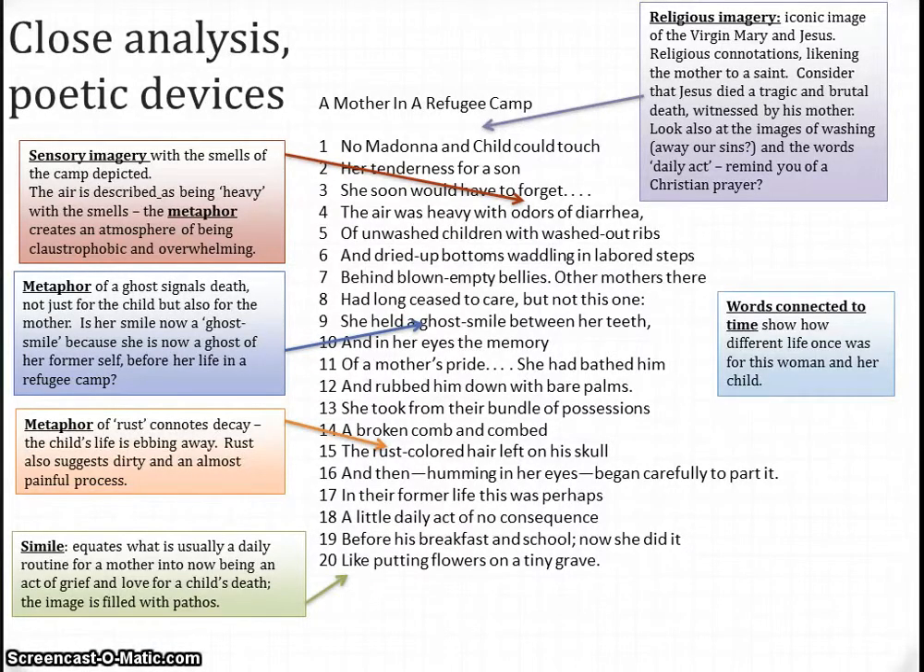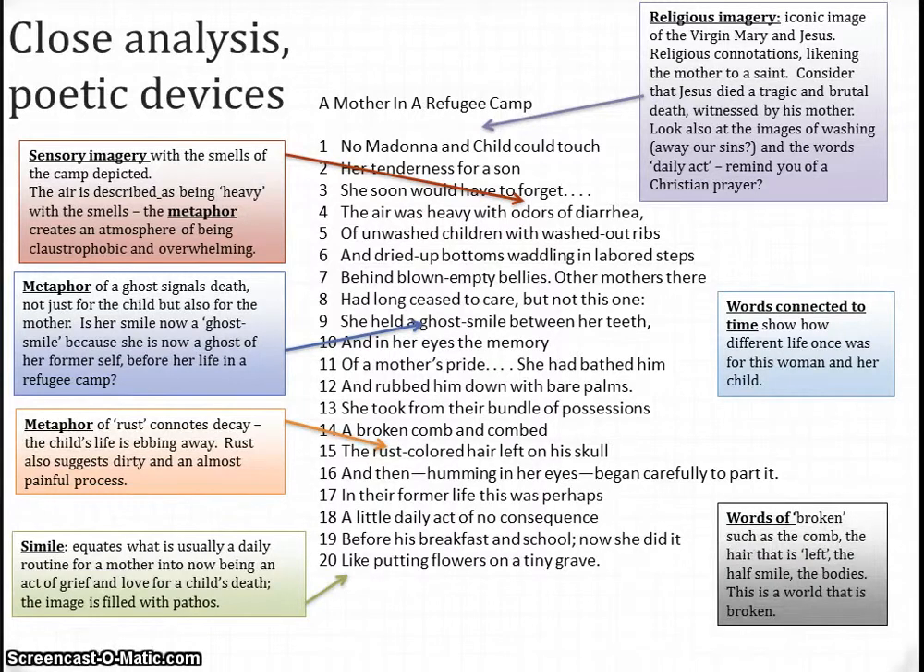You might want to notice words connected to time in this poem and think about how they're used by the poet. We also notice words that suggest something that is broken. Look at the comb. Look at the hair that is just left. The half smile, the bodies. Are all of these words suggesting that this is a world that is indeed broken? This is a society that is indeed broken.